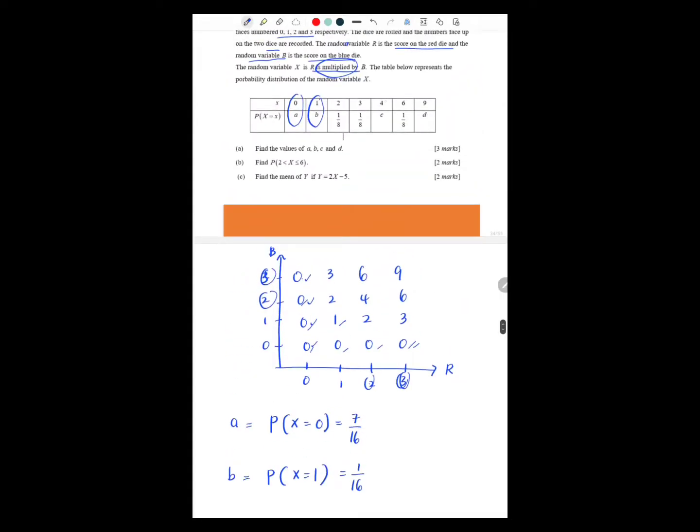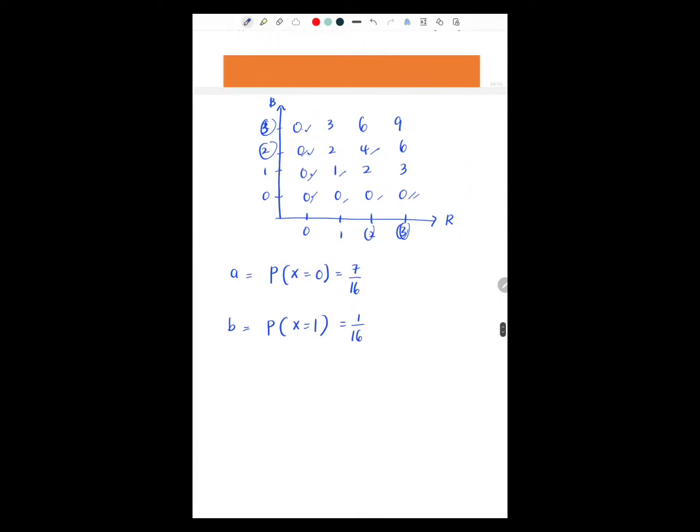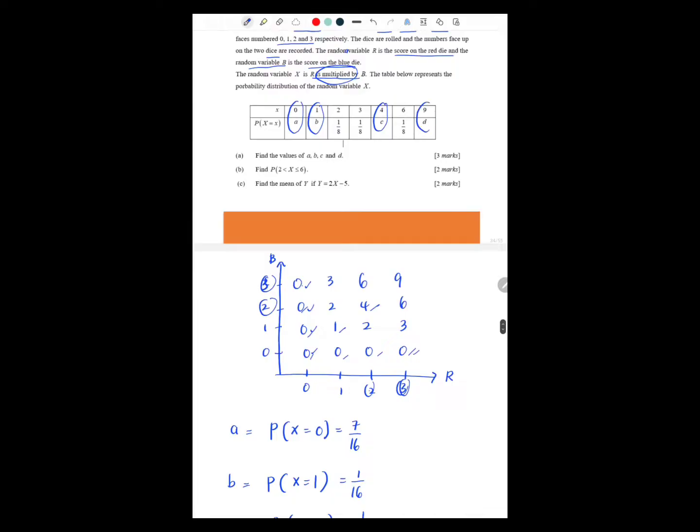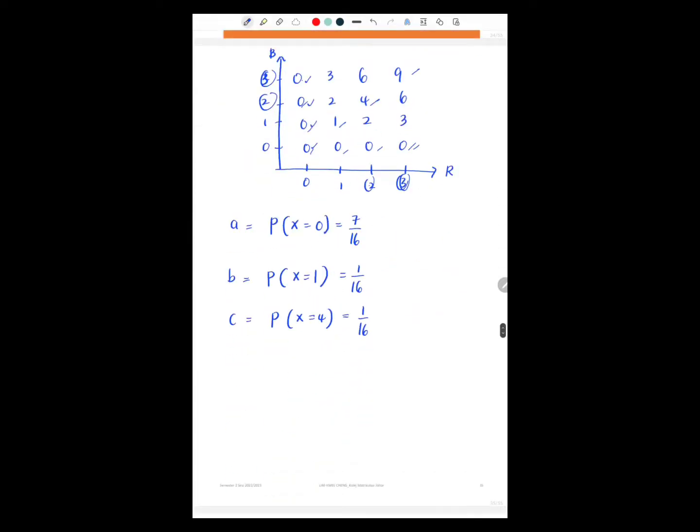C kat mana? C kat sini. 4. Outcome equals to 4. 4 kat sini settle juga. So C, X equals to 4, also 1 over 16. Alright, what about D? D is 9. 9 also 1. That means D, probability X get the outcome 9 is 1 over 16 as well.